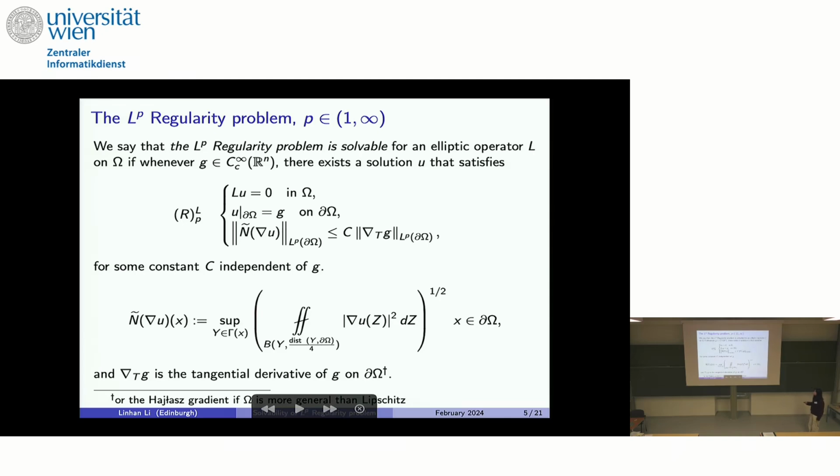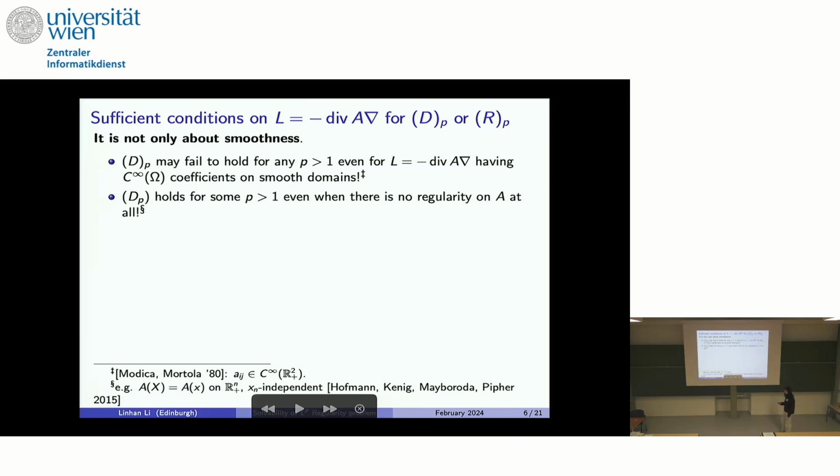All right, so what do we know about the solvability of the Dirichlet problem and regularity problem? So first, I want to ask what are the sufficient conditions on the elliptic operator for the LP Dirichlet problem to be solvable or for the LP regularity problem to be solvable. Well, it turns out that it's not only about smoothness, in the following sense. So there are counterexamples showing that the LP Dirichlet problem may fail for any P, even for an operator having smooth coefficients on a smooth domain.